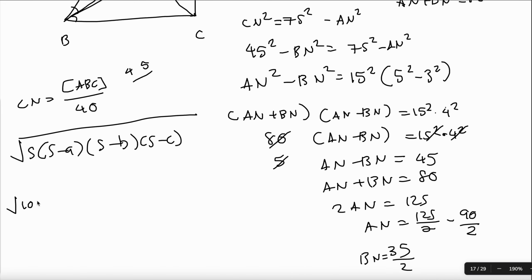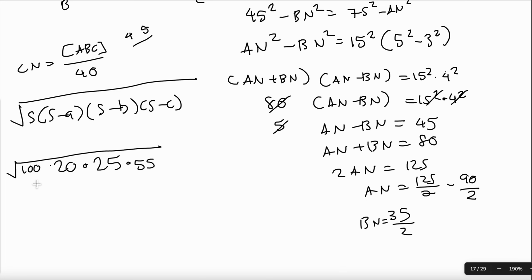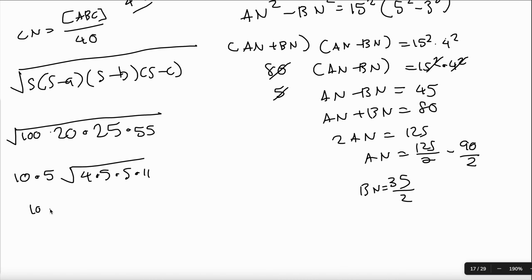So we get the square root of 100 times (100 minus 80, which is 20) times (100 minus 75, which is 25) times (100 minus 45, which is 55). So this is the area of the triangle. Since it's a square root, I'm going to take out the 10. You can take out a 5, and inside the square root we're left with 4 times 5 times 5 times 11. So I'm going to take out 10 times 5 times 2 times 5, square root of 11.